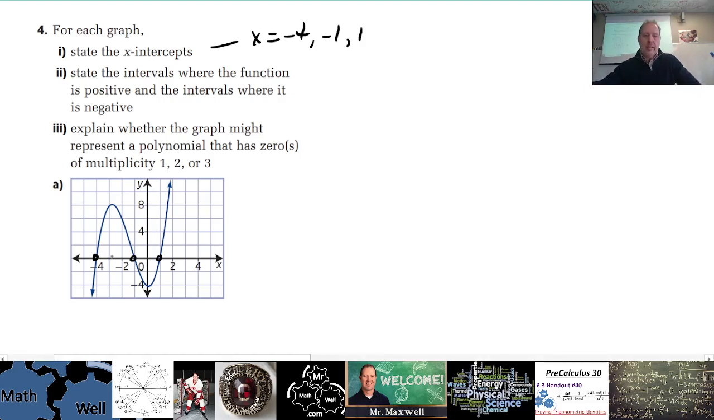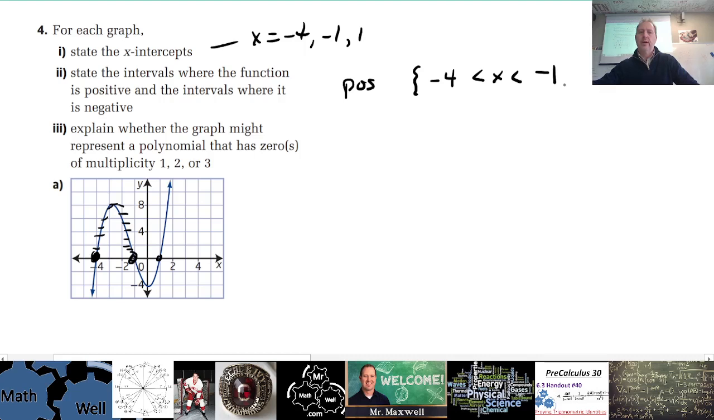Here, this is easy to see, that between -4 and -1, the function is positive. All the y values are positive. So let's start with positive. And for intervals, we're going to use kind of like set notation, I guess. So let's go like this. It's positive at -4 all the way to -1.